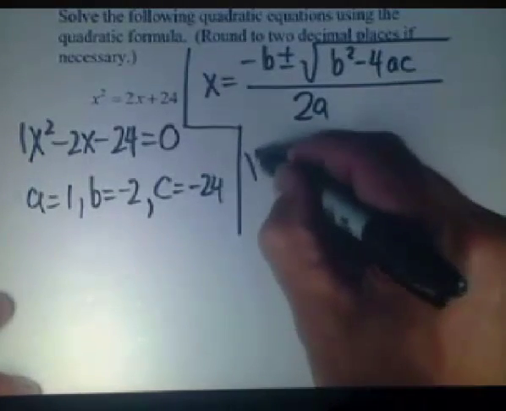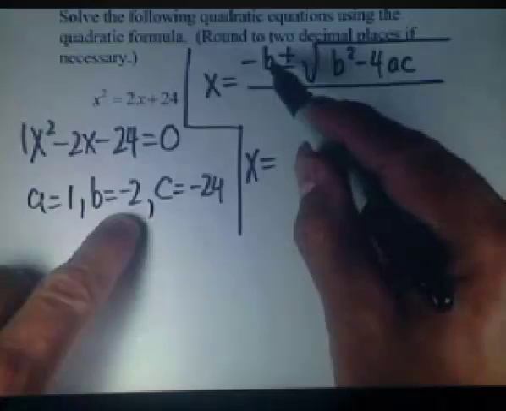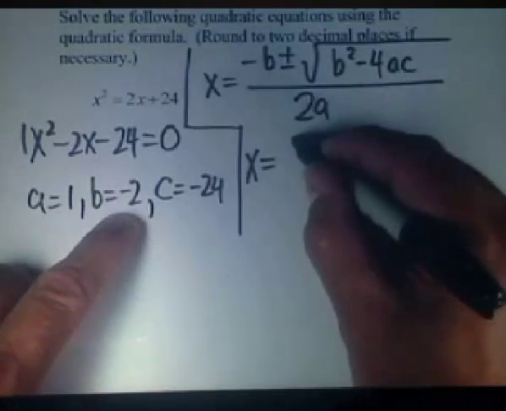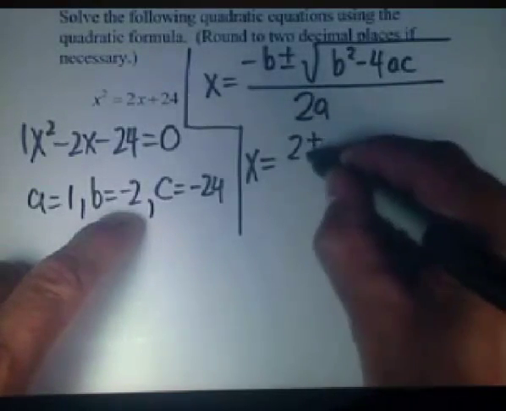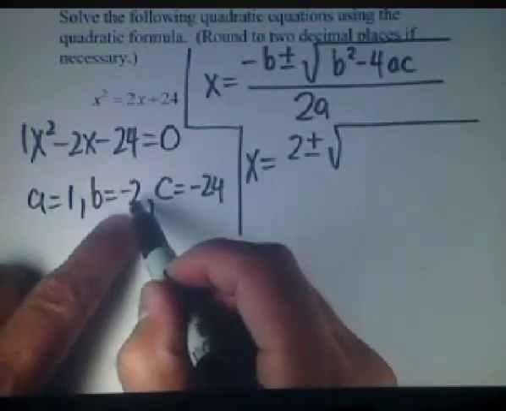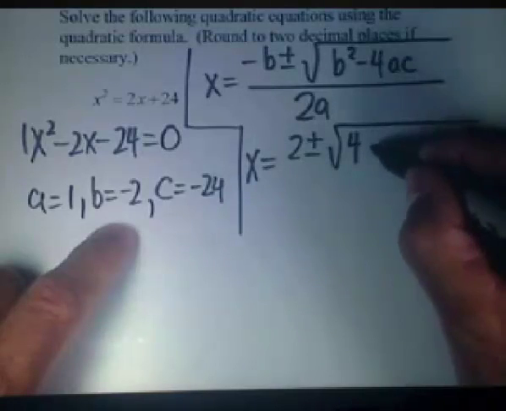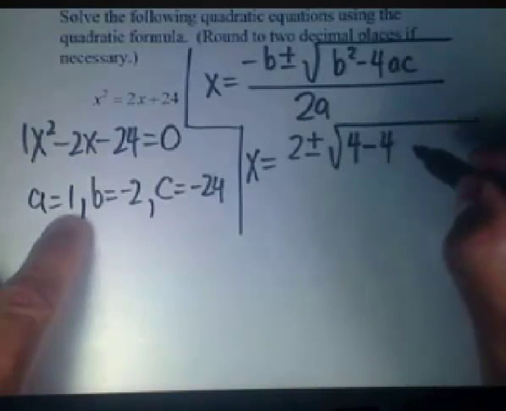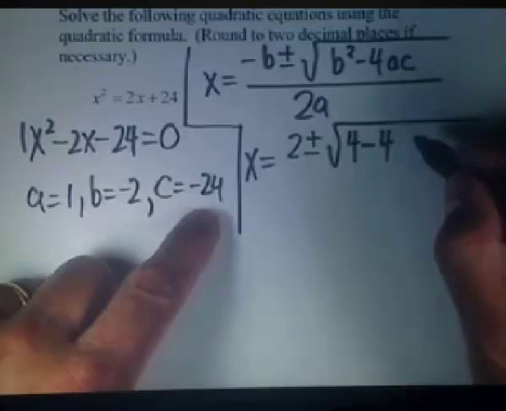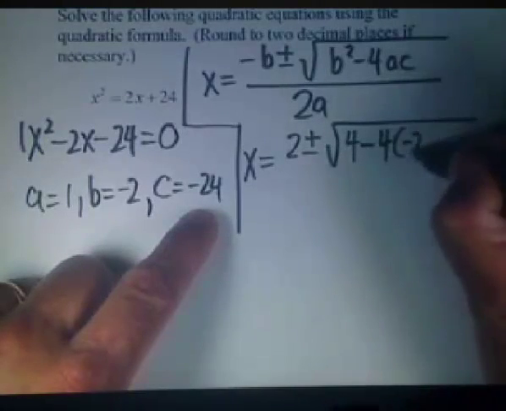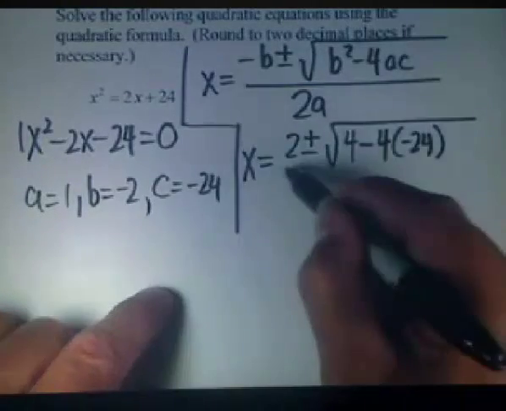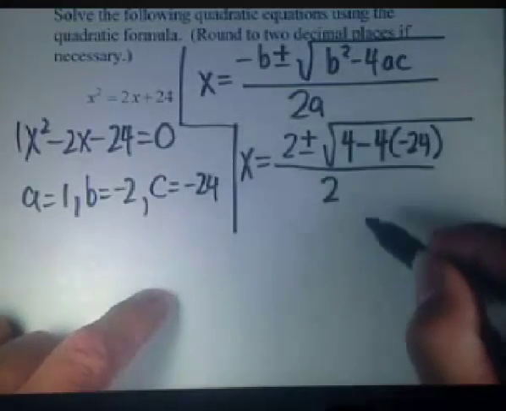So from this we get x is equal to minus a negative b. Be careful here. That ends up being a positive 2 plus or minus the square root of b squared. A negative 2 squared will yield a positive 4. And then for this one we have minus 4 times a, which is 1, times a negative 24. So we'll write that in there as well, all over 2 times a, which is 1.